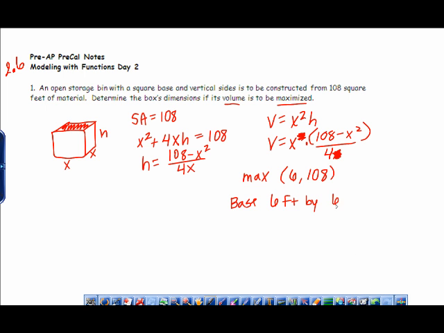6 feet by 6 feet. The interesting part is this 108. This is volume. Well, surface area is also 108. That's what I meant by interesting.